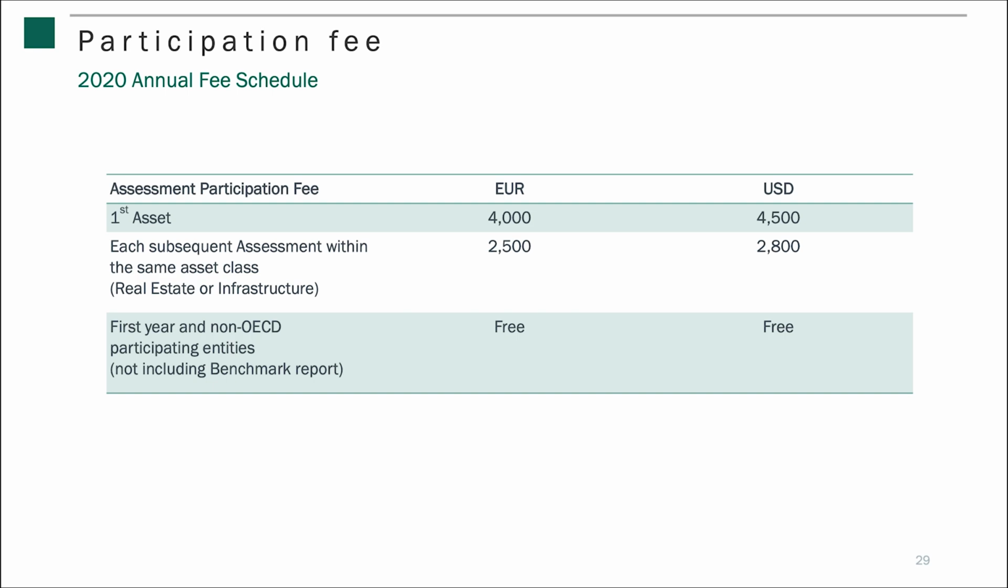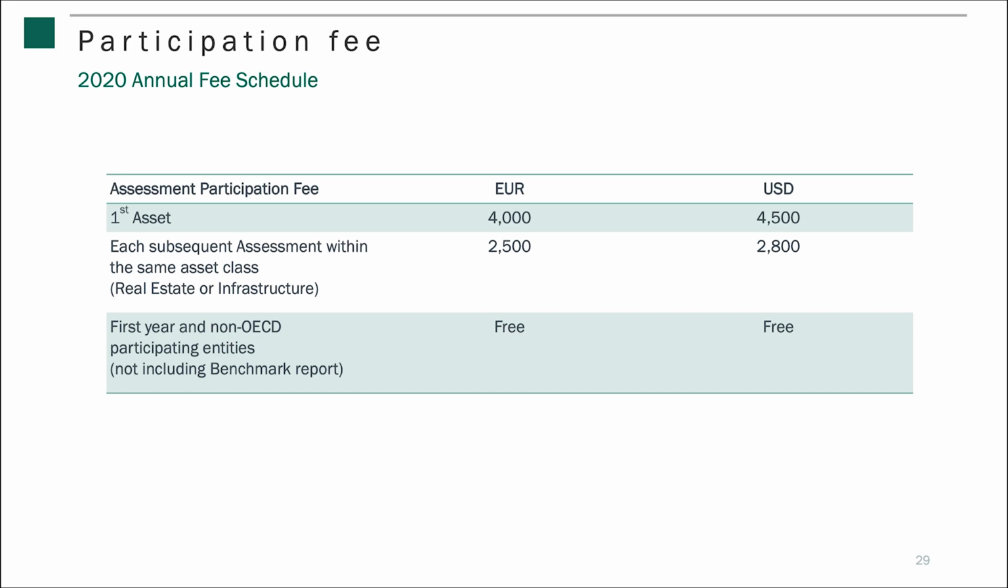First-year participating entities and entities headquartered in non-OECD countries can participate in the GRESB assessments for free. The entity will be benchmarked and receive a free scorecard. They will have the option of purchasing a benchmark report, which is the same amount as the participation fee. Note that the first-year participants will only have this option in their first year.